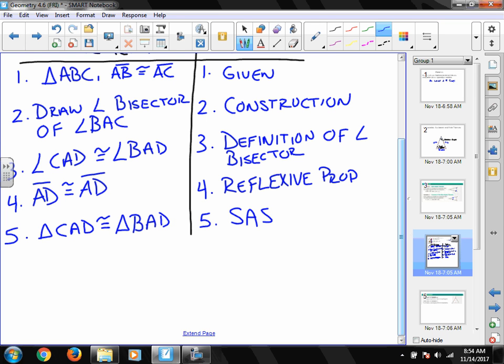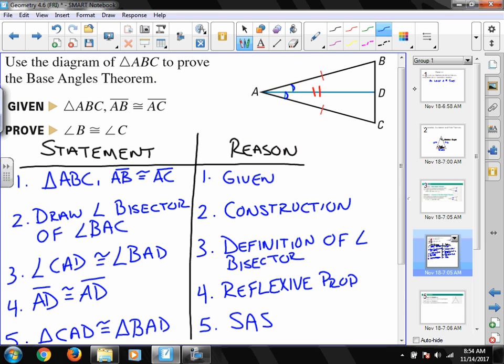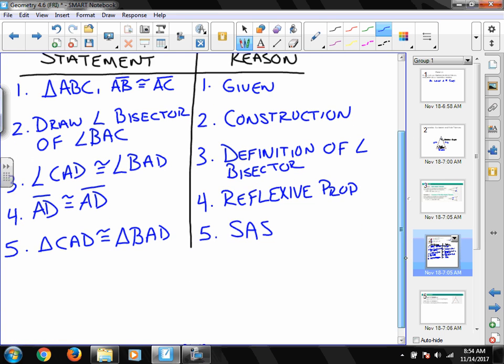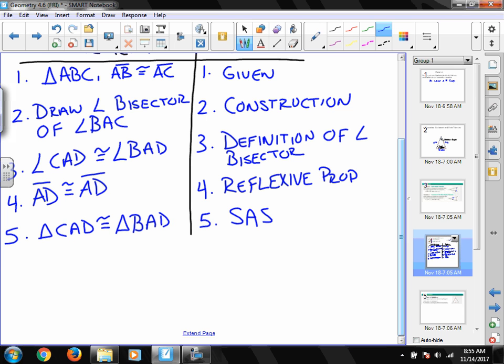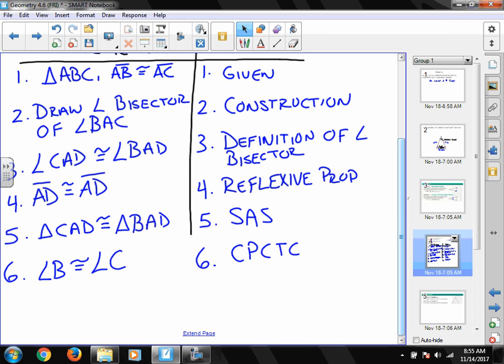And now, since I know that these two triangles are congruent, now I know that all the angles and all the sides are congruent, even though I haven't shown that. So I can go to step 6 and say that angle B is congruent to angle C, and that is CPCTC. So corresponding parts of congruent triangles are congruent. Nice little math tongue twister for us there today.